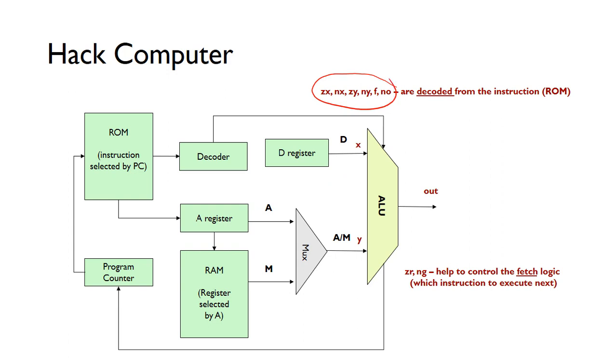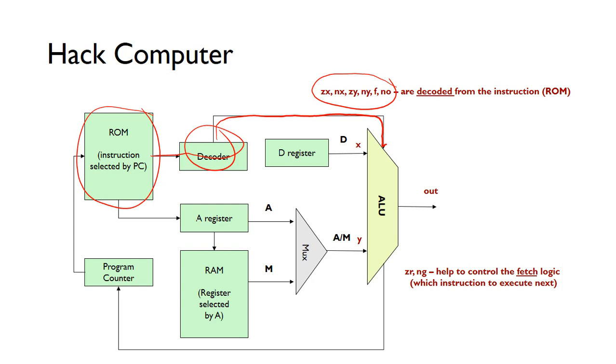Then the control bits feed into the ALU. These are decoded from the instruction. The instructions that the computer executes are stored in ROM. They go through this decoder, and from that, the decoder extracts the control bits and tells the arithmetic logic unit which operation to carry out.